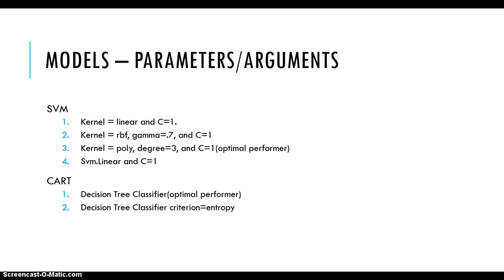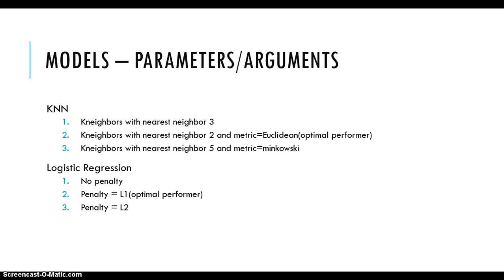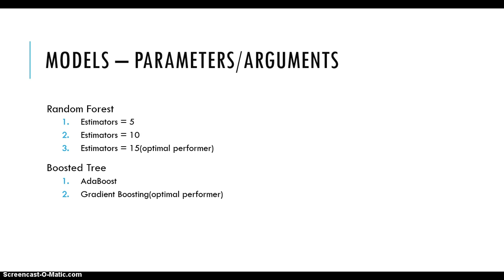For the CART, it was just the decision tree classifier. For KNN, it was the KNN with the nearest neighbor of 2 and the metric of Euclidean. For logistic regression, the penalty L1 performed the best. And then for random forest, the estimators of 15, and for the boosted tree, the gradient boosting was the best performer.